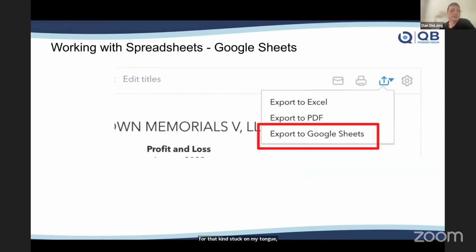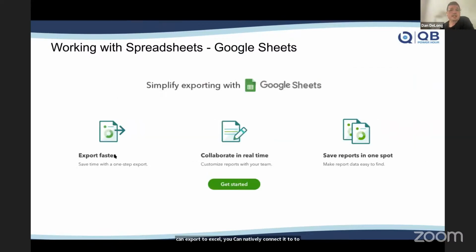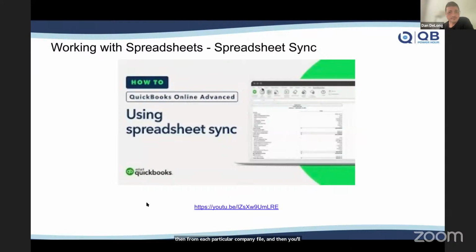And also in Advanced, the ability to export to Google Sheets is available. So if you're one of those folks that prefers using Google Sheets, in QBO Advanced, any report, just like you can export to Excel, you can natively connect it to Google Sheets. When you do that the first time, it's going to give you a connection to your Google account. So you just have to walk through and approve the Google account connection from the company file. You only have to do that once for each particular company file, and then you'll be able to send it out to Google Sheets natively.